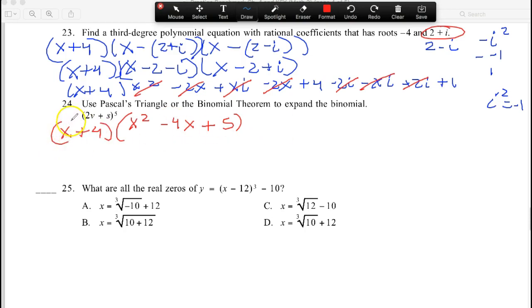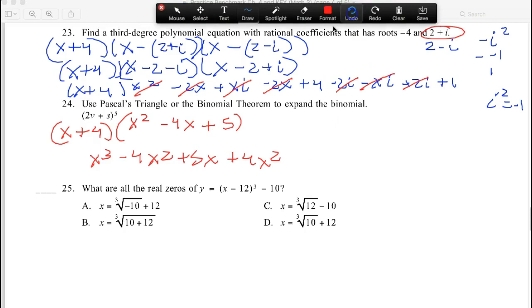Now I go ahead and distribute this. This times this gives me x cubed. This times this gives me negative 4x squared. This times this gives me 5x. Now do the second term. 4 times x squared will be 4x squared. 4 times negative 4x, excuse me, I lied, will give me negative 16x. And then 4 times 5 will give me plus 20.